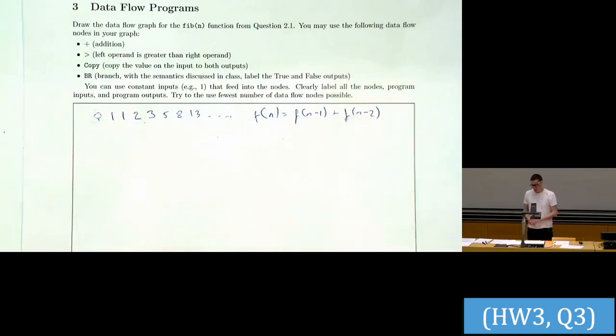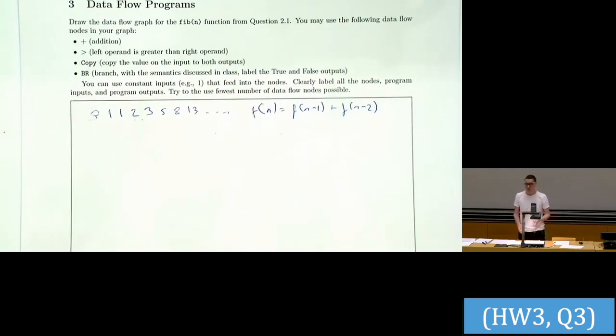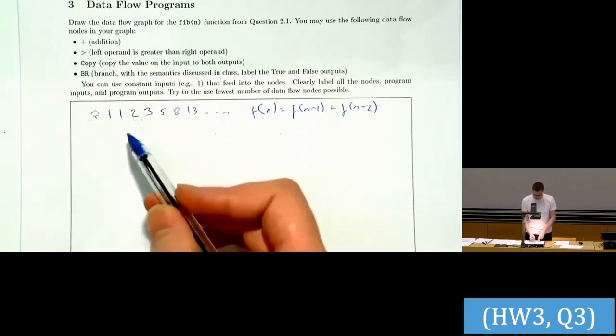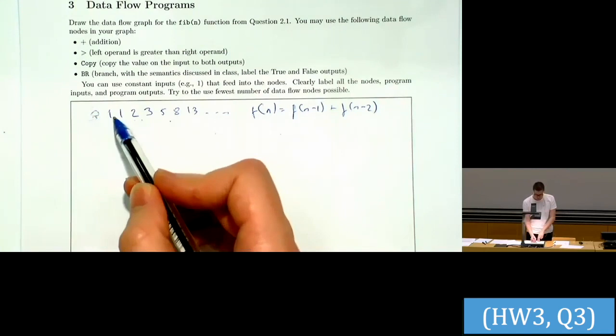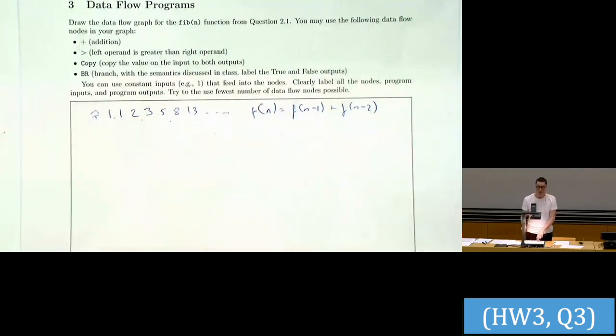You can implement this in a recursive manner, but it is, I guess, more difficult in data flow. So the iterative version is easier, where you basically do it as I showed here. Start with 0 and 1, and then the next number is the sum of the previous two numbers.